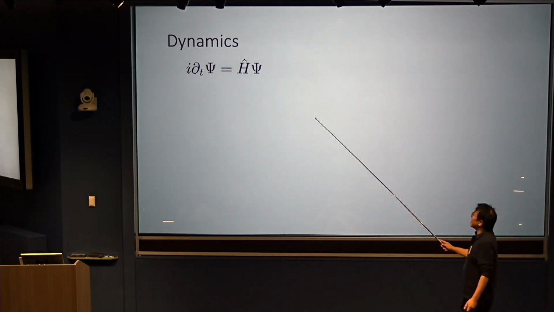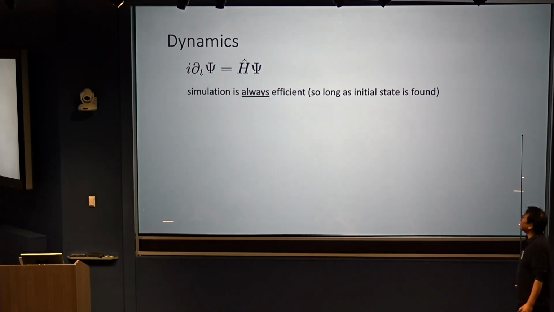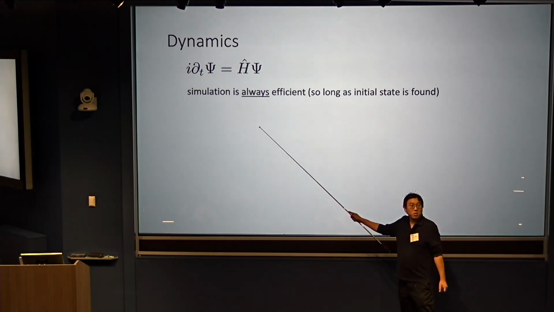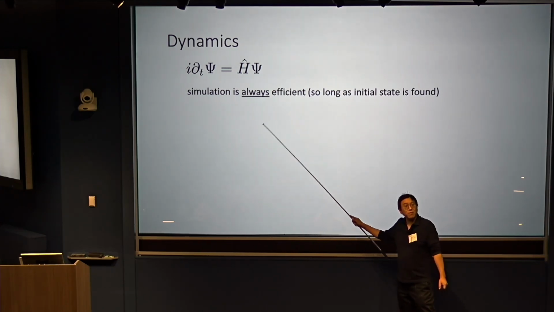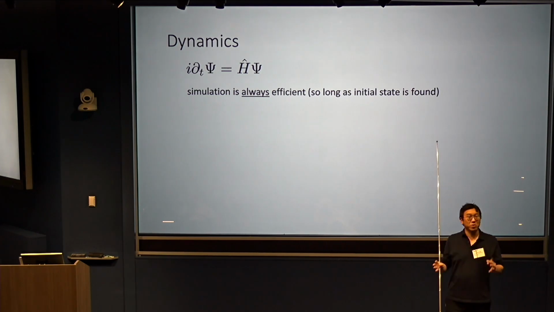So to simulate a dynamical problem, you have to solve the time-dependent Schrödinger equation. And in fact, so long as you can prepare the initial state for your dynamical process, then one knows that quantum simulation on the quantum computer of this time-dependent Schrödinger equation is always something you can carry out efficiently. It's always a polynomial cost.